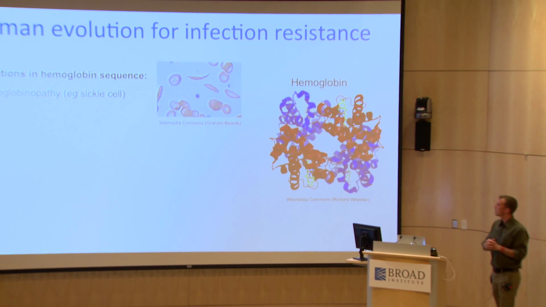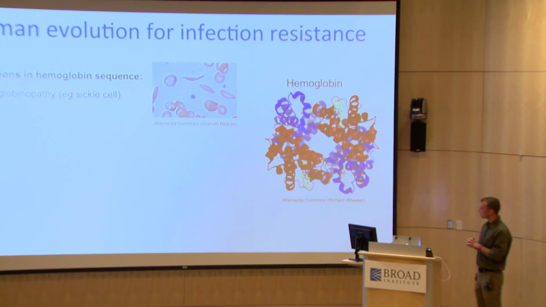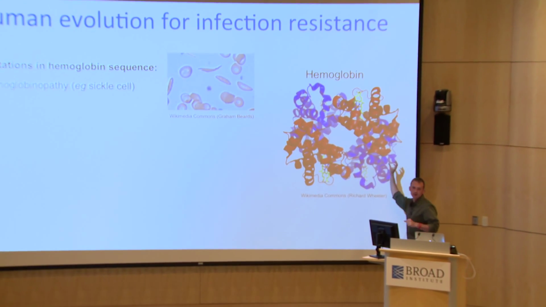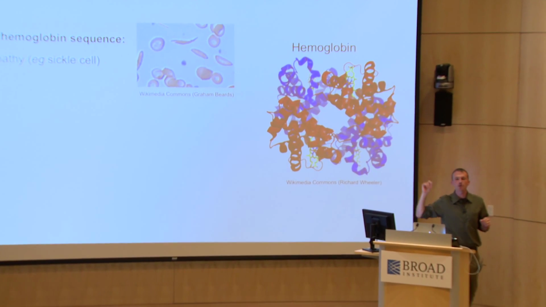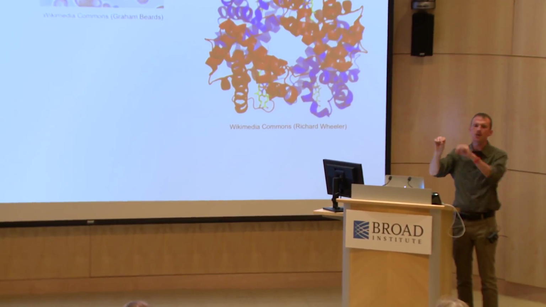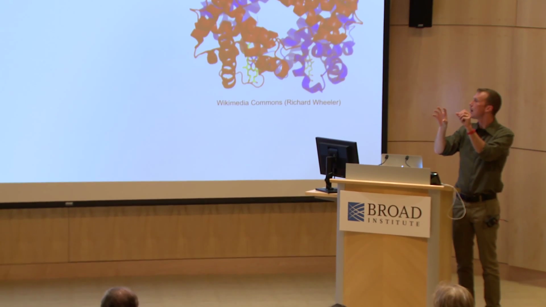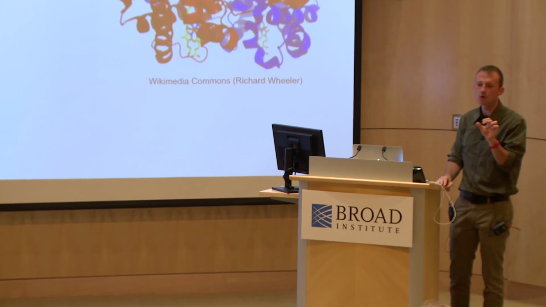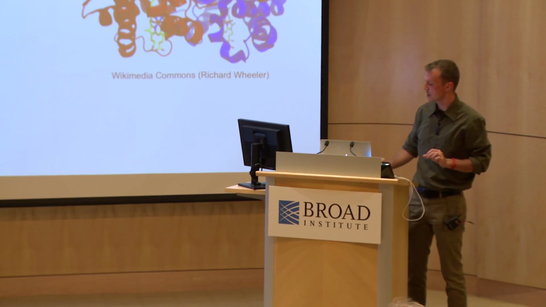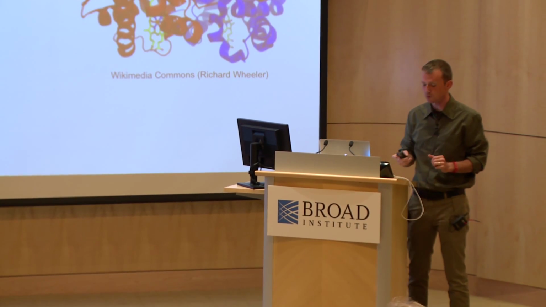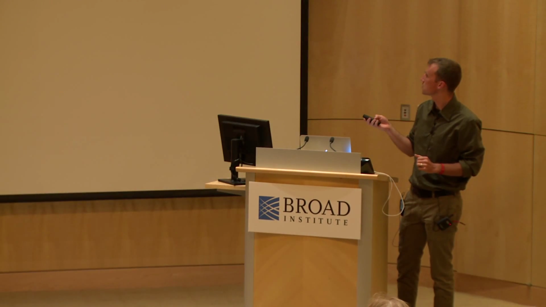If you have one copy of the sickle allele, which causes a mutation in the gene encoding the hemoglobin protein, if you have one regular, healthy copy and one modified sickle copy, you are resistant to malaria. If you have two modified sickle copies, you have sickle cell disease. And this is manifested as these funny shaped little sickle-shaped red cells, which lead to various symptoms.